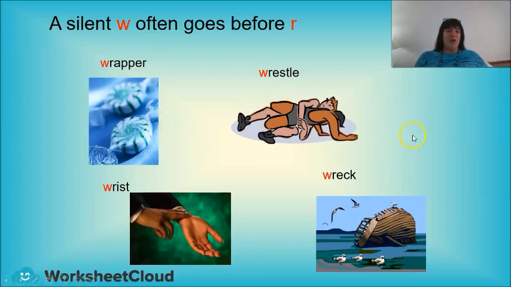And wrestle. William likes to wrestle with all the people in his family, even with Granny. How funny would that be? Imagine William wrestling with Granny on the ground. Wrist. William has 2 wrists. William, I'm sure you can think of a funny sentence that goes with wrist. And wreck. William explored the shipwreck.